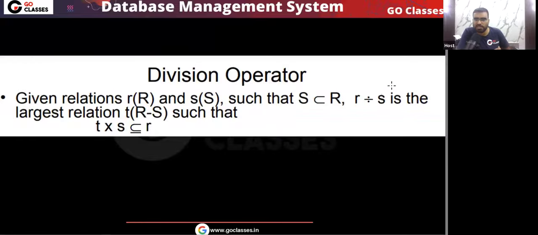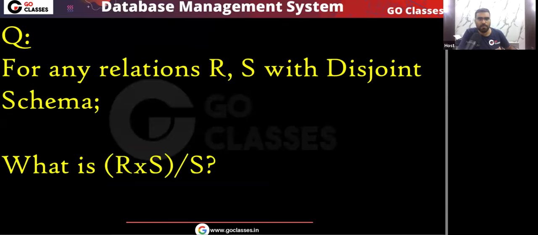So, remember, please understand, R divided by S is the largest relation T such that T cross S is a subset of R. Very simple. We have already seen. Quickly tell me the answer for this question.